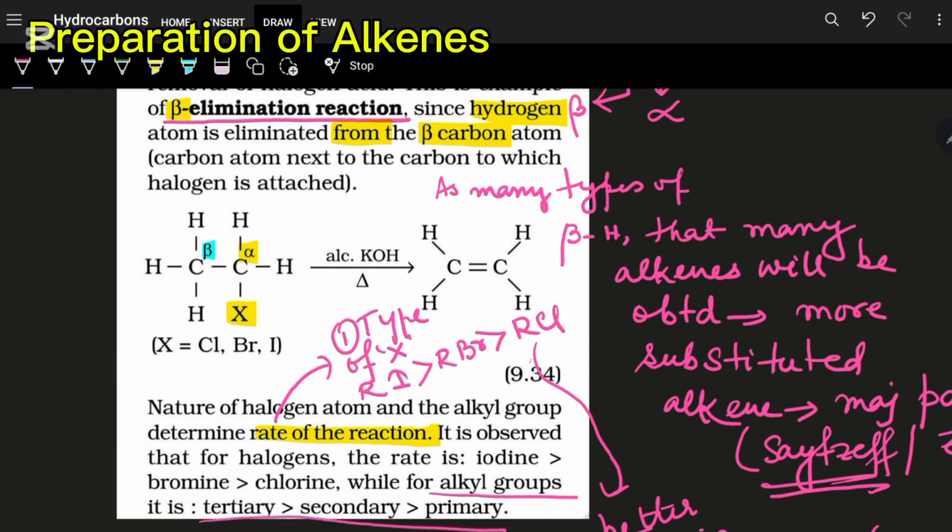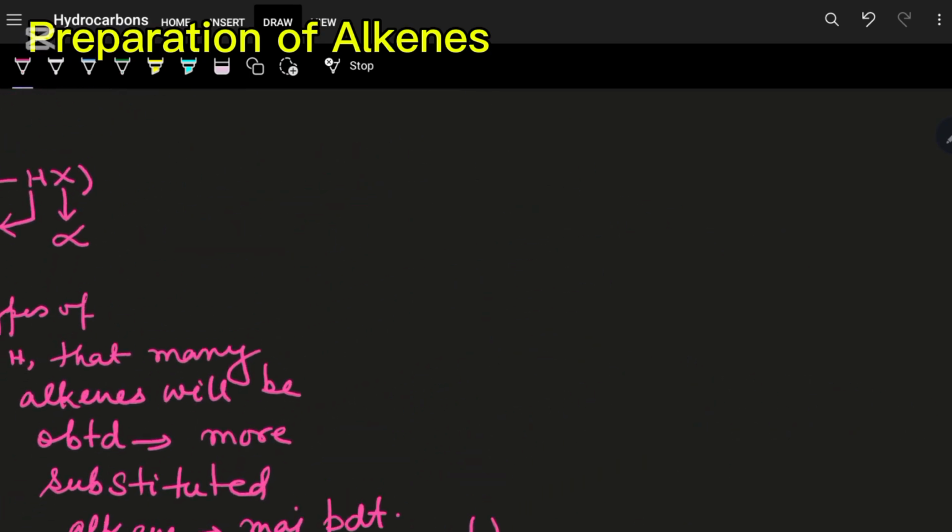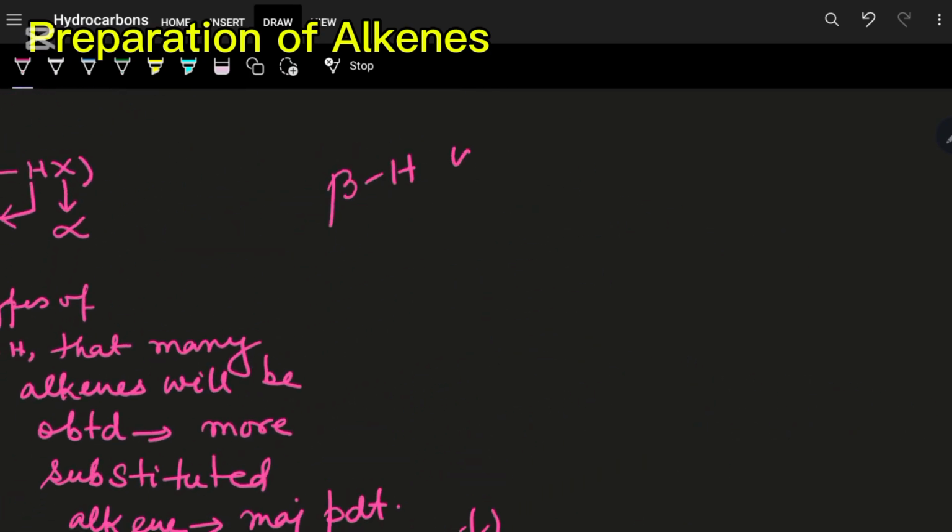Because here, one more thing, let me tell you: alcoholic KOH, what is the function of it? It acts as a base, on account of which this base abstracts the acidic proton, which is the beta H, forms a double bond between alpha and beta carbon, and X minus leaves. Now, there are certain things you need to understand. First thing, why are these H acidic in nature? Why is the beta H in RX acidic in nature?